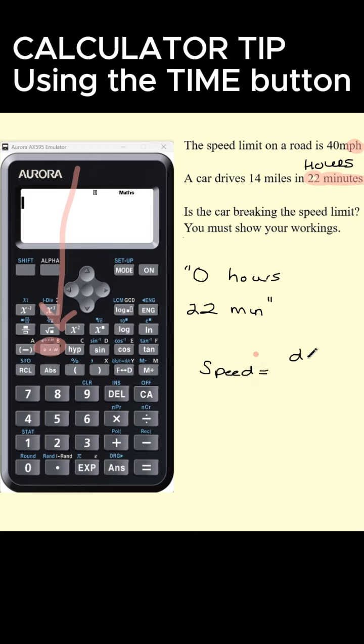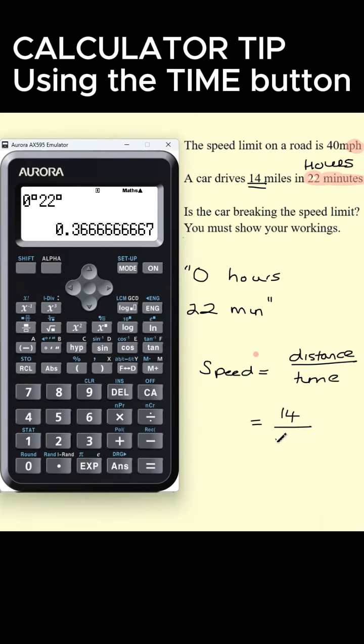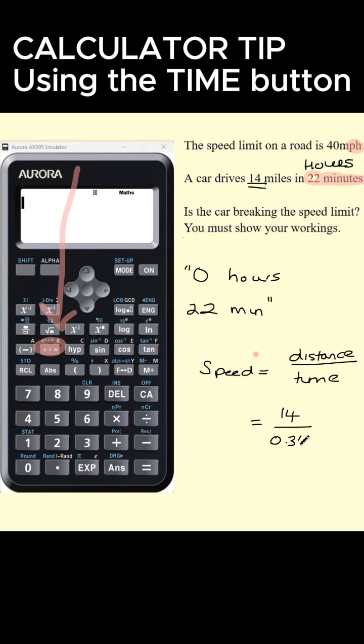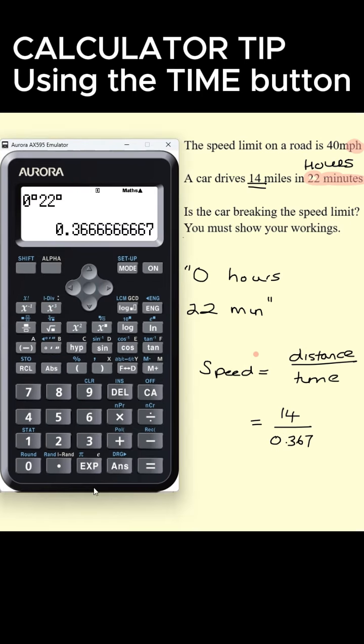Now, using the formula speed is distance over time, we can now go on to answer this question. The distance is 14 miles, and we've got our time that's stored in my calculator. Now, when you've got a recurring decimal or a long decimal, we do not want to round halfway through a question. So use your answer stored button in that instance. So 14 divided by the answer is what you'd be typing in.